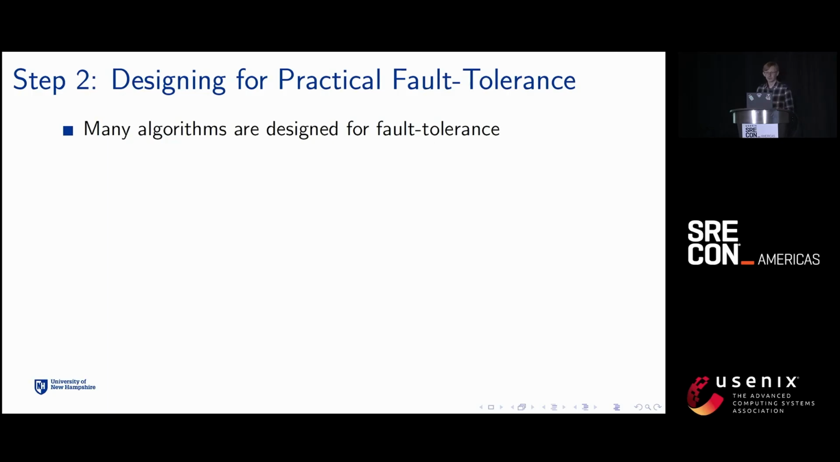So step 2: maybe we can start designing the systems, and the algorithms that underpin those systems, with better fault tolerance in mind. Many, if not all, algorithms that we use are designed for fault tolerance. There is a problem, though. Many are designed by academics, and we are somewhat detached from reality.